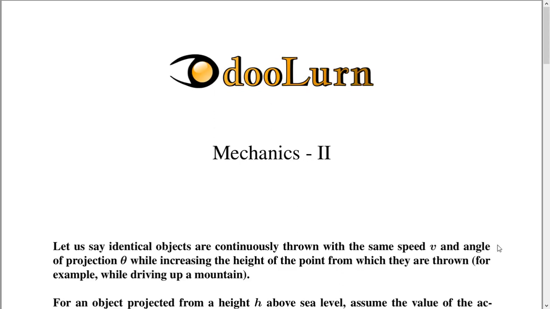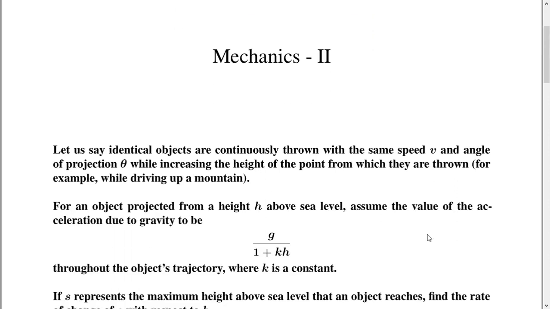Let us say identical objects are continuously thrown with the same speed v and angle of projection theta while increasing the height of the point from which they are thrown, for example while driving up a mountain. For an object projected from a height h above sea level, assume the value of acceleration due to gravity to be g by 1 plus kh throughout the object's trajectory, where k is a constant.